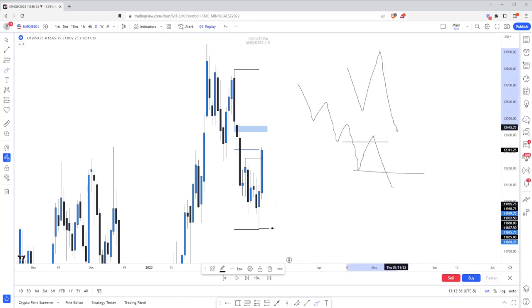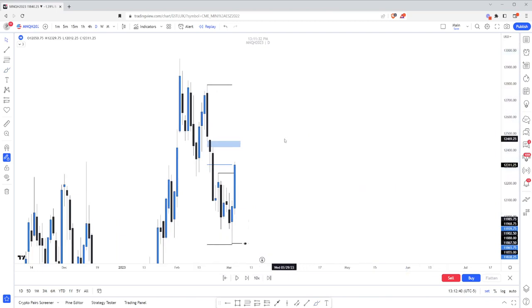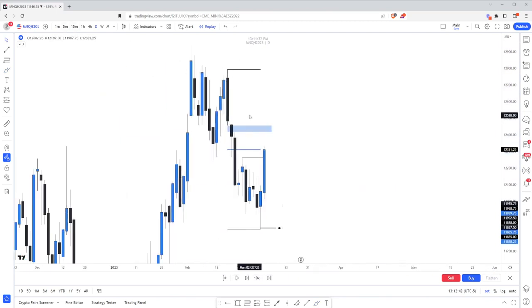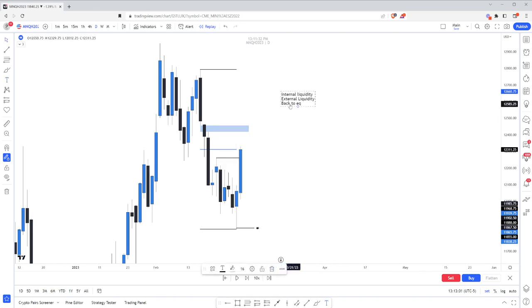Otherwise you'd say the market was just going to do this all the time. And sometimes you'll get that, but we don't always just take liquidity and liquidity, as far as external range. Remember, price is always going to move from internal liquidity to external liquidity, and back to EQ. EQ as in 50%.